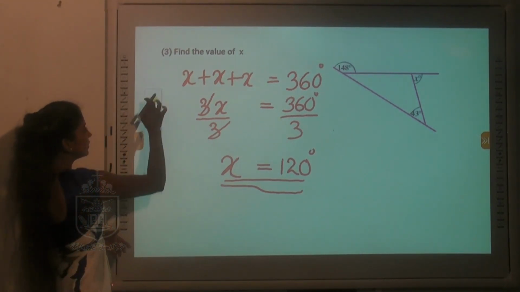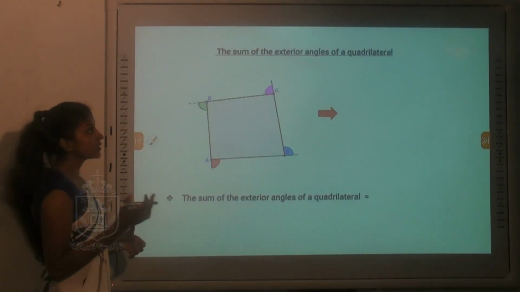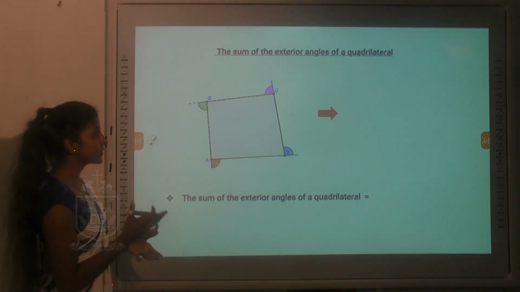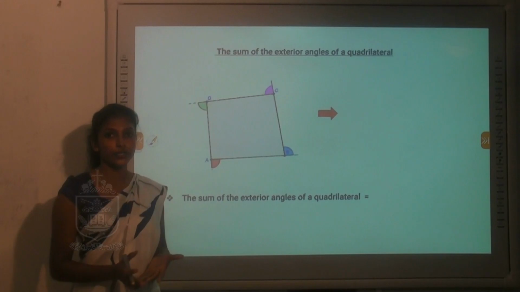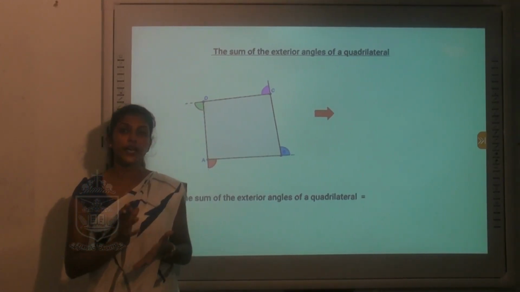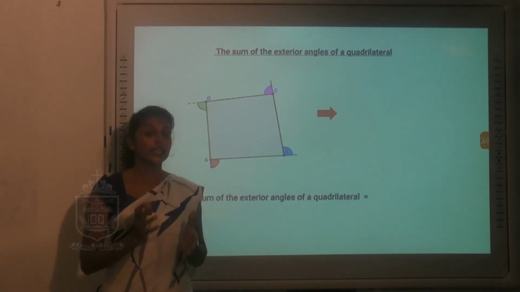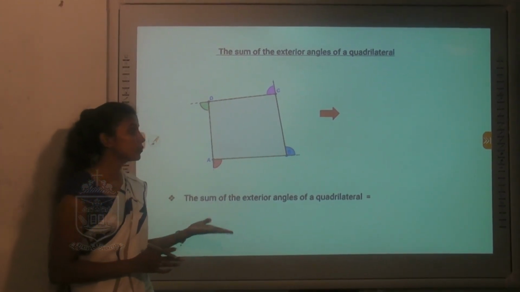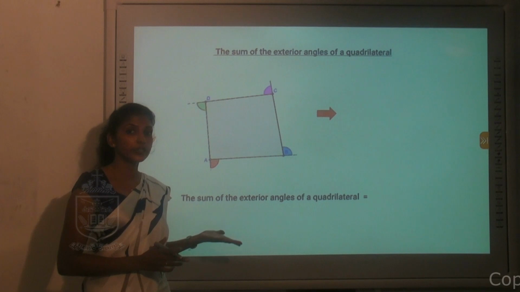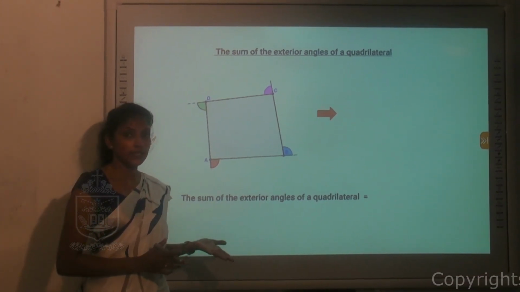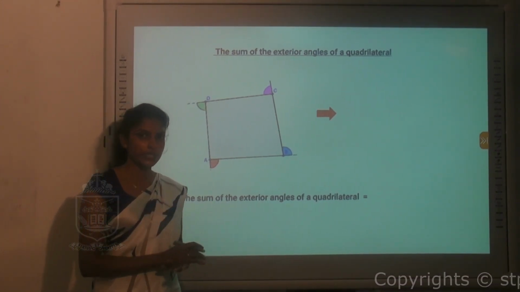Okay, so let's move to another. The next type is the sum of the exterior angles of a quadrilateral. In the previous one we did finding the exterior angles in a triangle. Now we are going to move to the quadrilateral part. As we discussed, a quadrilateral has 4 exterior angles as well as 4 interior angles, right?